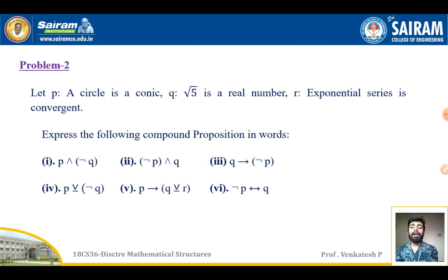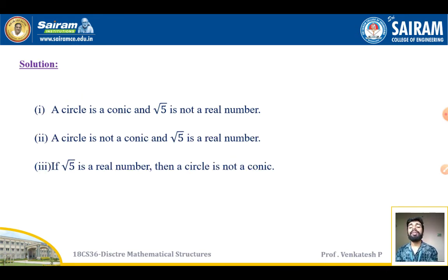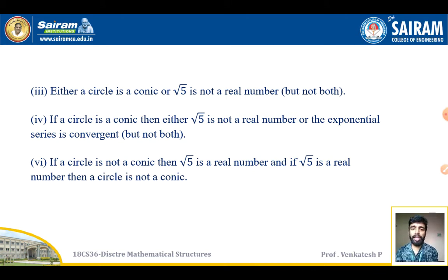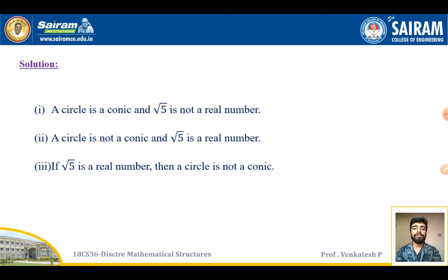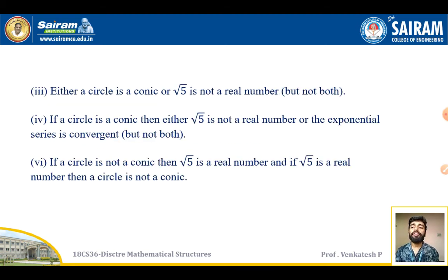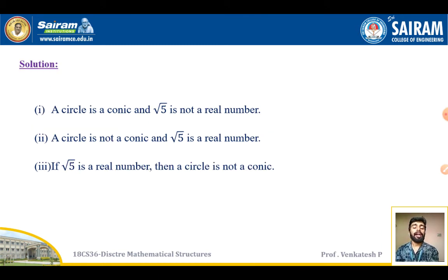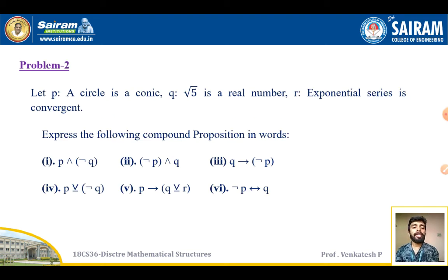The fourth statement is P or negation Q but not both. So what will I get here? Either a circle is a conic or root phi is not a real number, but not both. This is the statement for this one. The fifth one, P implies Q or R but not both. So what can I define here? If a circle is a conic, then either root phi is a real number or the exponential series is convergent, but not both. The last statement is given like negation P double implies Q.